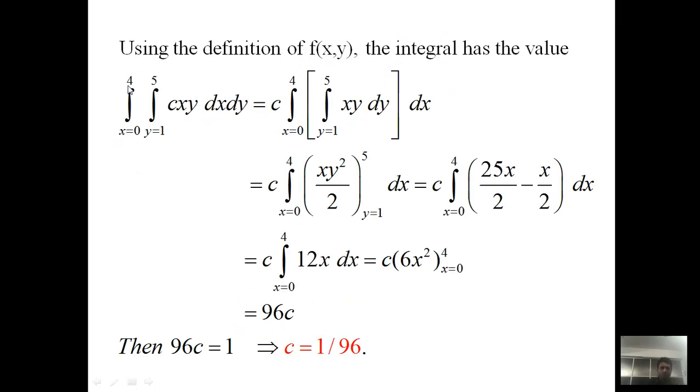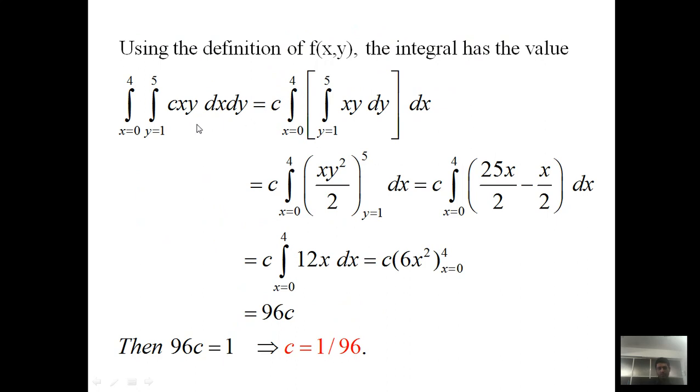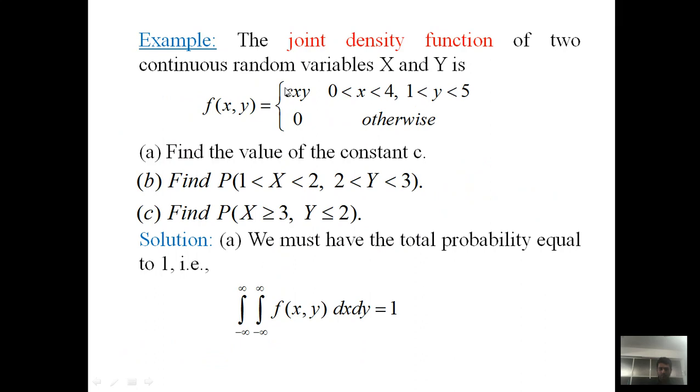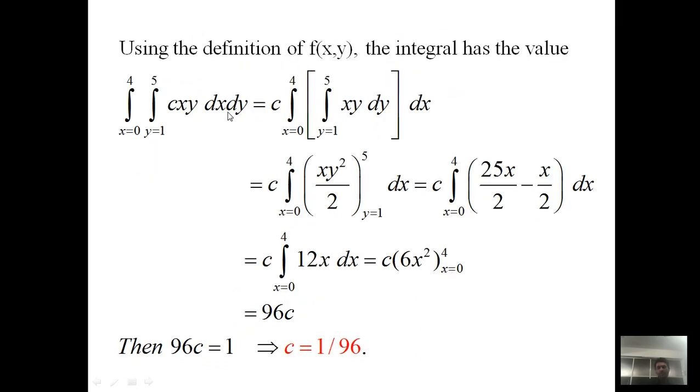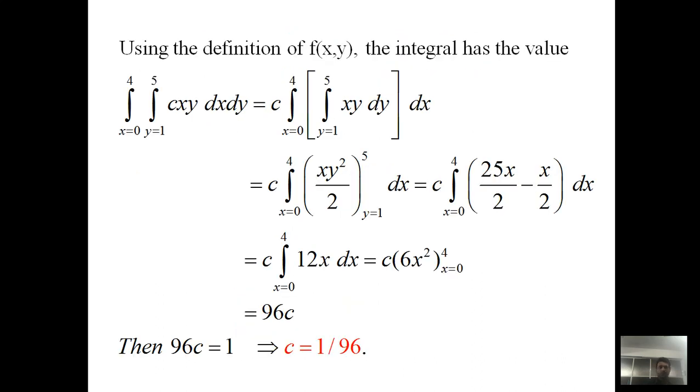So x is 0 to 4, and now y takes non-zero values in the interval 1 to 5. So the boundary of y is 1 to 5. F of xy is cxy dx dy. We cannot talk about the rest of this interval because the value of the density function is 0, so there is no need to calculate. Now c is a constant, so we have to take it outside. Now x is 0 to 4, y is 1 to 5, xy, dy and dx.